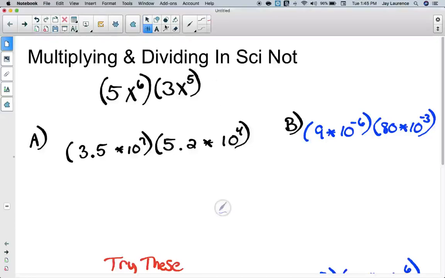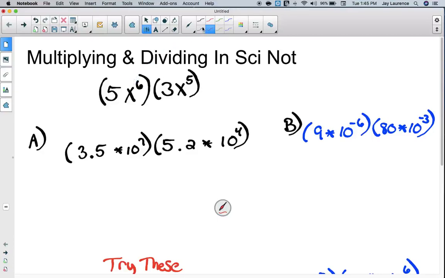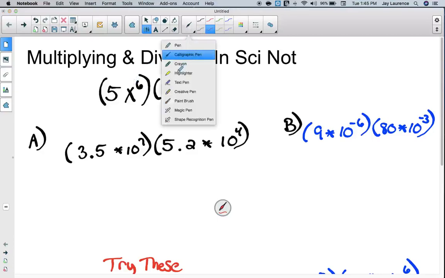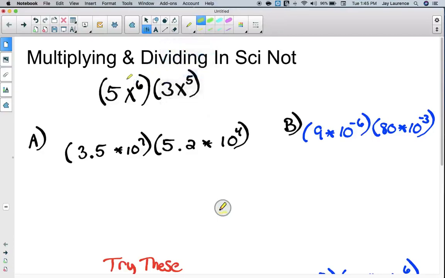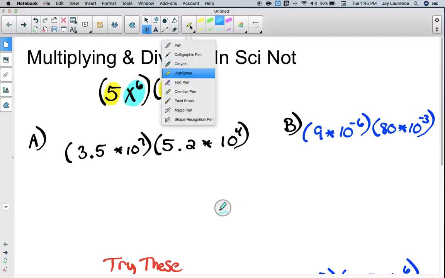Before I actually get to it, I want to do this simple problem up here. In this simple problem, the quantity of 5x to the 6th times the quantity of 3x to the 5th, you know you're supposed to multiply the 5 times the 3, right? And you also know you're supposed to multiply the x to the 6th by the x to the 5th. So let's do that really quick.